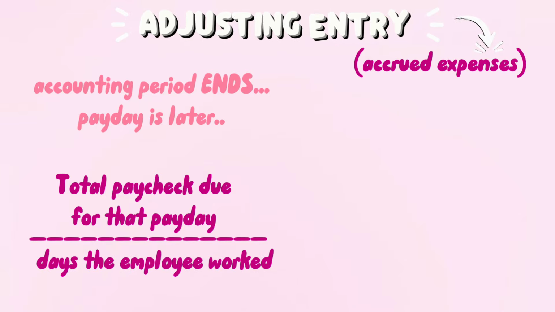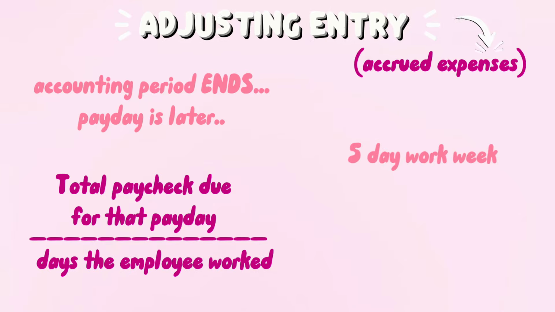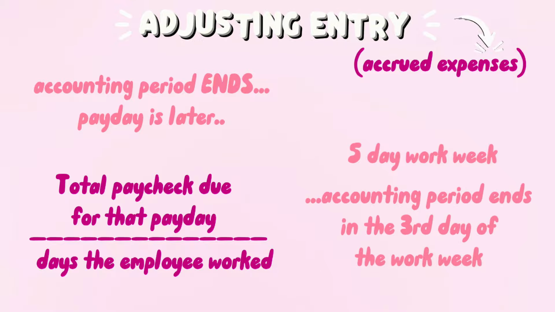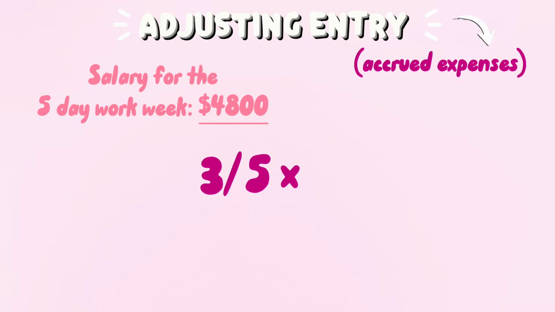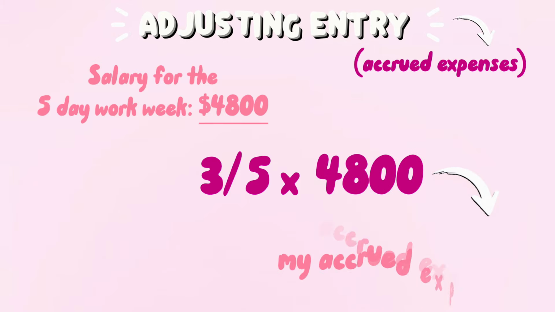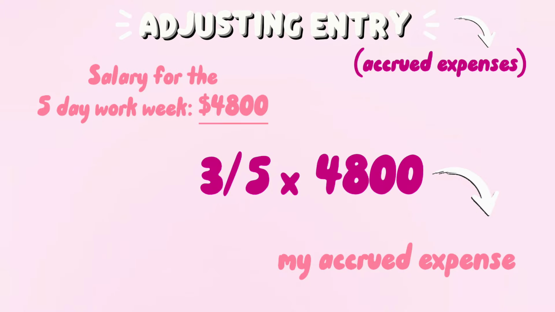In a work week of 5 days, if my accounting period ends Wednesday but they get paid Friday, that was 3 out of 5 days they worked, and that is the money they earned and that my business owes them. So I multiplied 3/5 by the salary to show what portion of their salary they already earned but have yet to be paid.